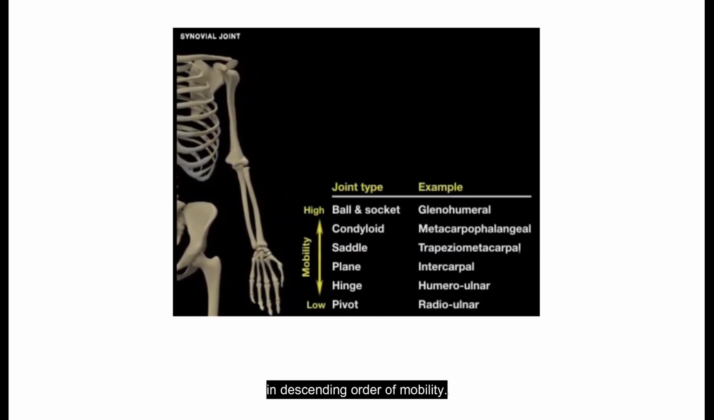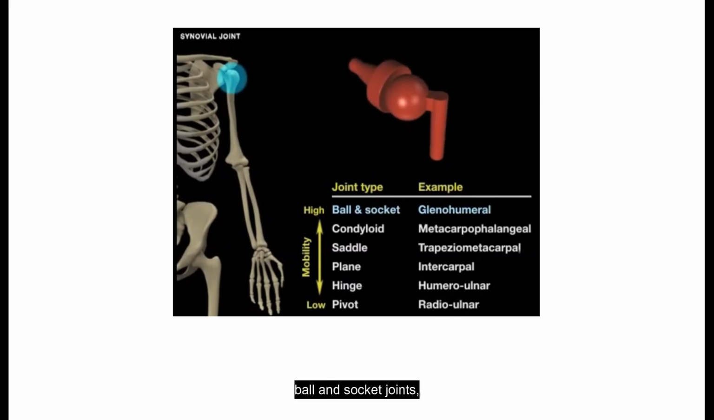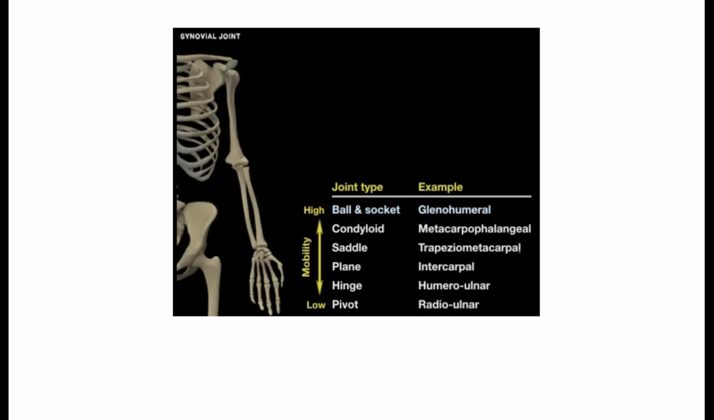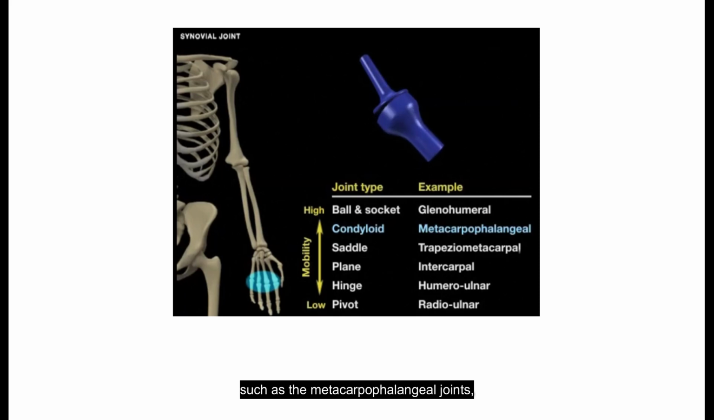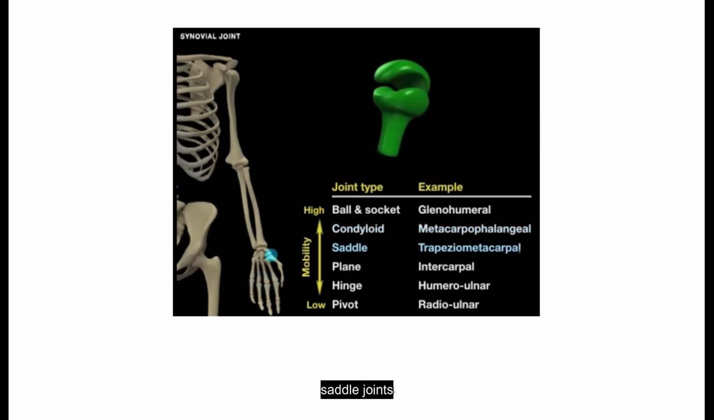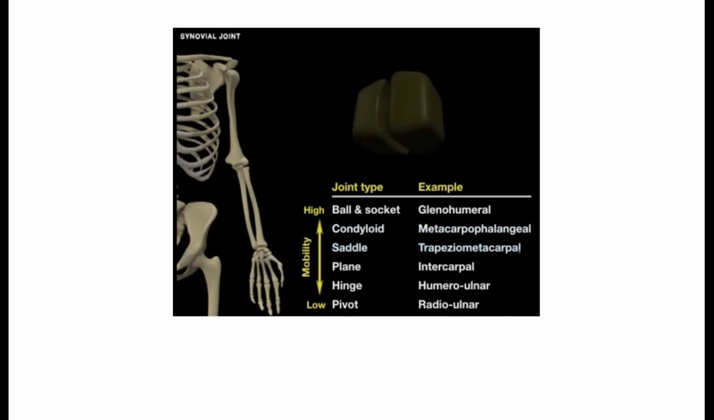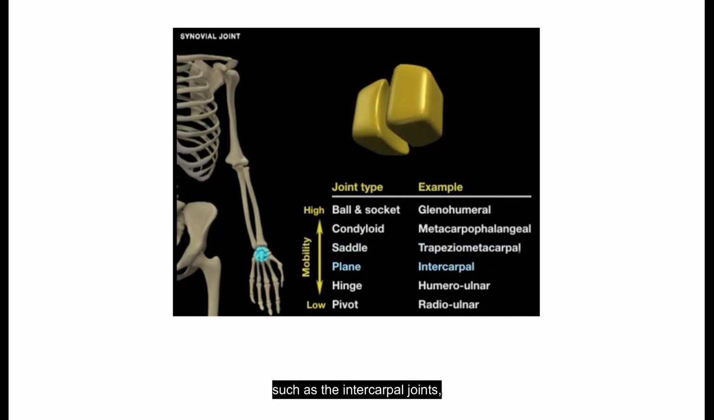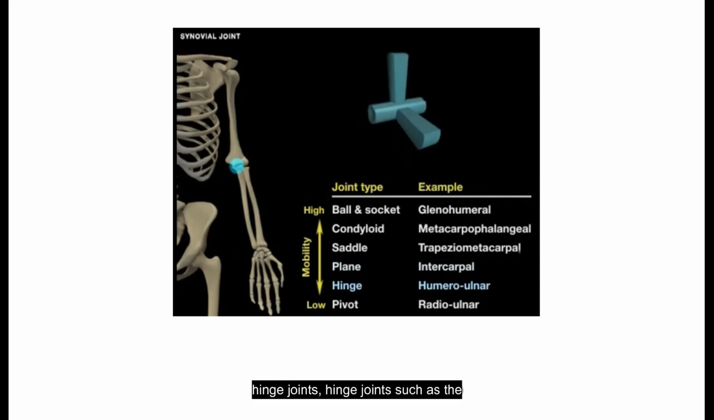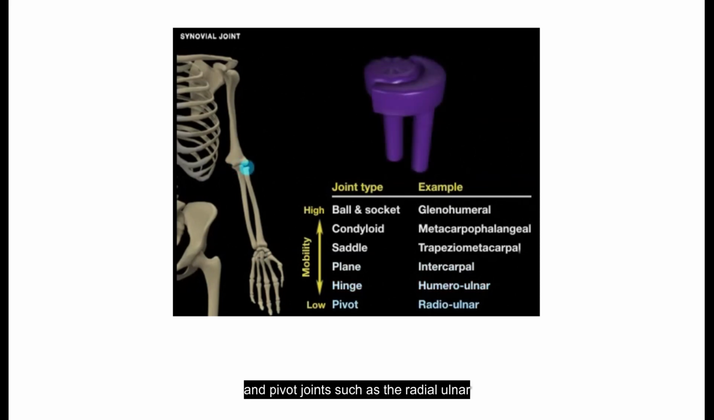In descending order of mobility, they are ball and socket joints, such as the glenohumeral joint of the shoulder, condyloid or ellipsoid joints, such as the metacarpophalangeal joints, saddle joints, such as the trapeziometacarpal joint of the thumb, plane or gliding joints, such as the intercarpal joints, hinge joints, such as the humeral ulnar joint of the elbow, and pivot joints, such as the radial ulnar joint of the elbow.